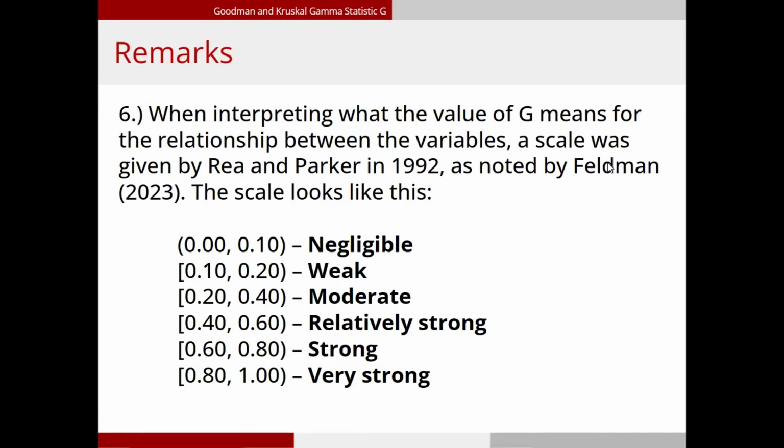Next, when interpreting what the value of G means for the relationship between the variables, a scale was given by Rea and Parker in 1992, as noted by Feldman. The scale looks like this. So we have negligible, weak, moderate, relatively strong, strong, and very strong. And please take note of the brackets so that when we have values that are usually with 4 decimal places, we will know exactly where it belongs. And we can include these adjectives in our interpretation.